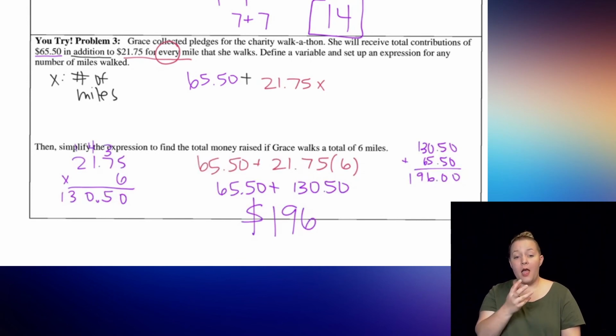And finally, our answer here is going to be 196. Notice again that without a calculator, I showed all my work, 21.75 times 6, and then I added that to 65.50. Final answer is $196 if Grace walks 6 miles.